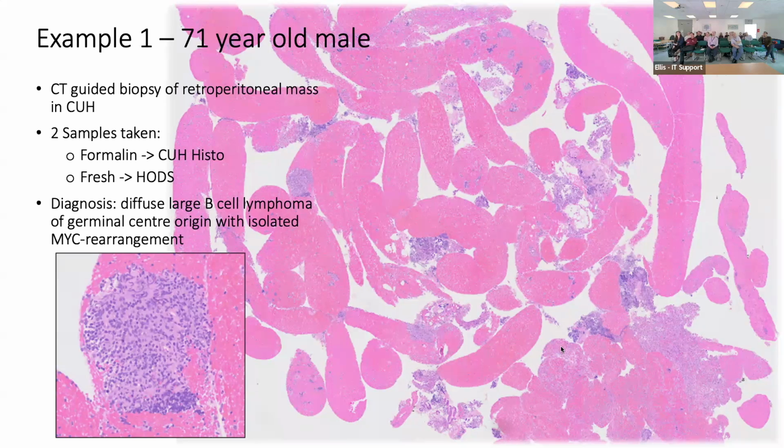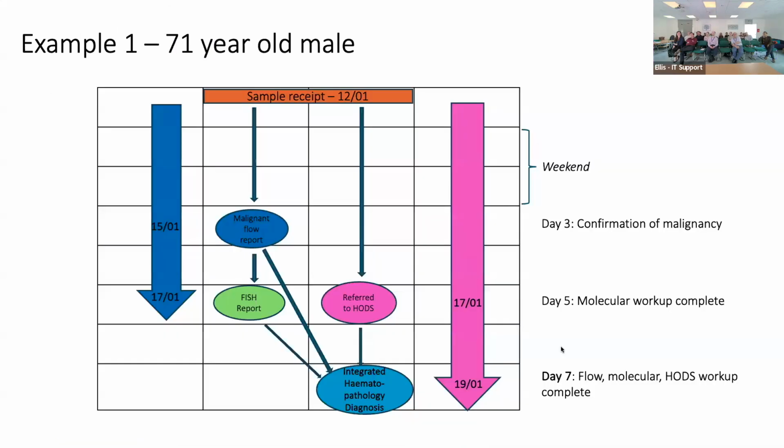CT-guided retroperitoneal mass biopsy: we had 4 million and we had fresh tissue. 4 million went to histo, fresh came to HODS, looked at under the microscope, diagnosed diffuse large B-cell lymphoma. By the time it was diagnosed as such, we already had the FISH results back. So on day 7 we could sign out the case. Our usual turnaround time on cases within CUH that require molecular testing is 32 days. So I think that's pretty good.